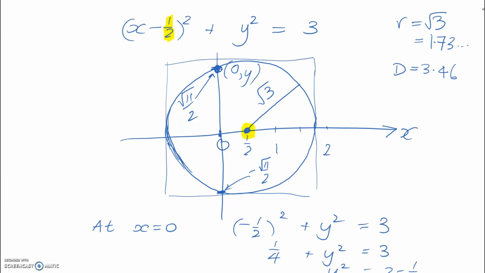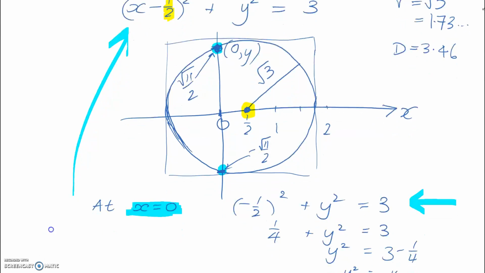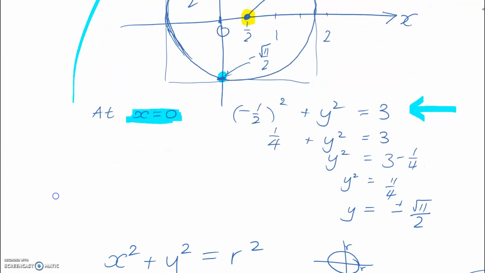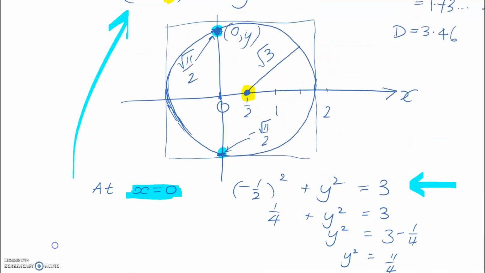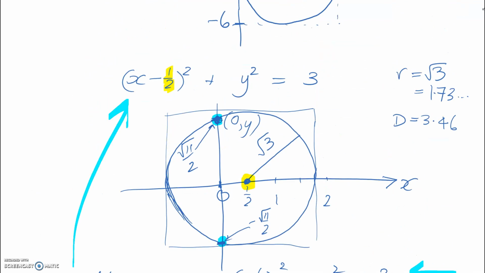Now what if I was interested in these values here? They are my y-intercepts. We know that the y-intercepts occur when x is 0. So I'm going to put 0 into this equation here and sub it in, and this gives me this line here. Then I'm going to simplify it down, and then we know the solution to y squared equals anything gives me a plus and minus.